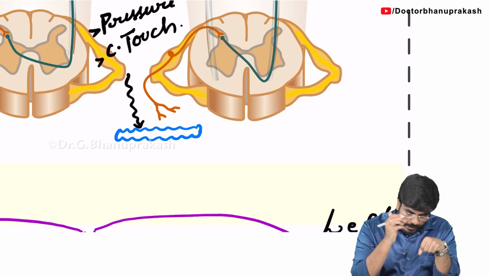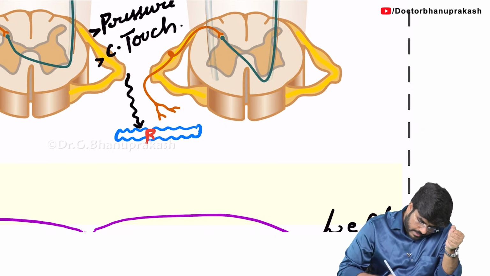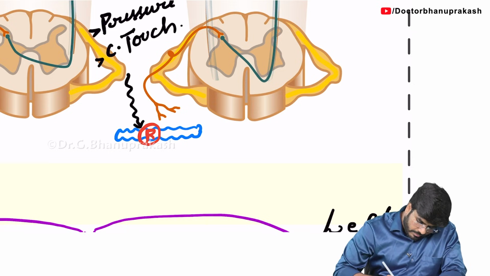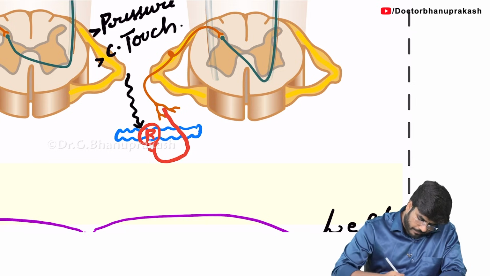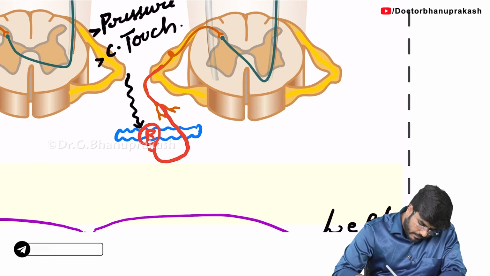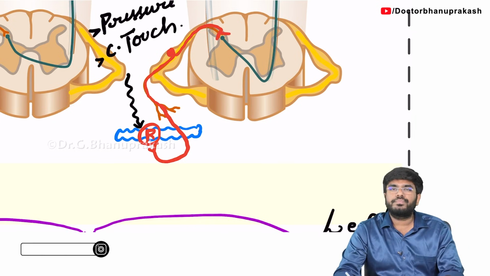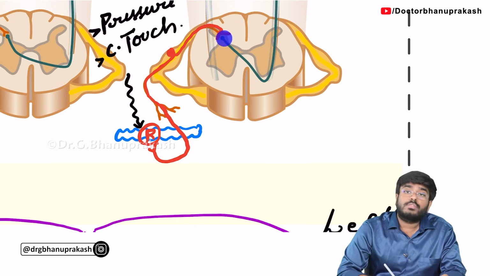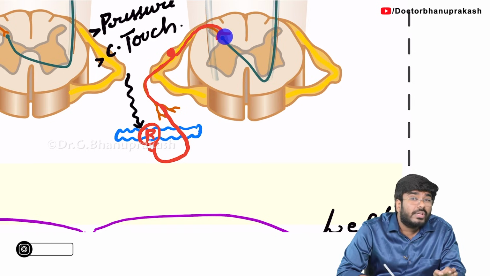Now again, they are going to activate the receptors. Respective receptors are activated, and these receptors are going to give this information to the first order neuron. So here is the first order neuron. It is taking the information to the dorsal horn. You always know. From here, the second order neuron, look carefully, is going to take this information, crude touch and pressure.